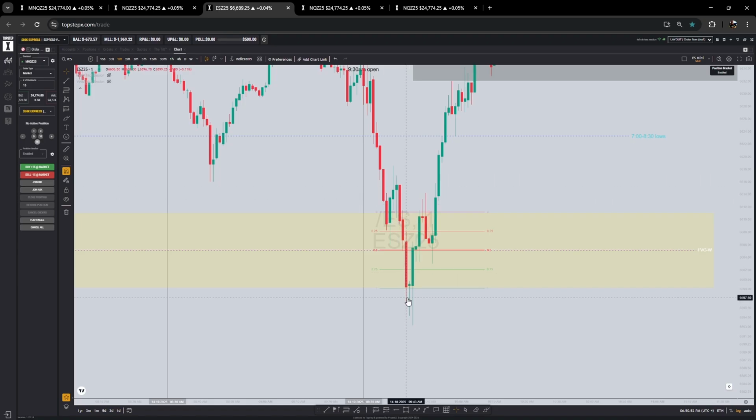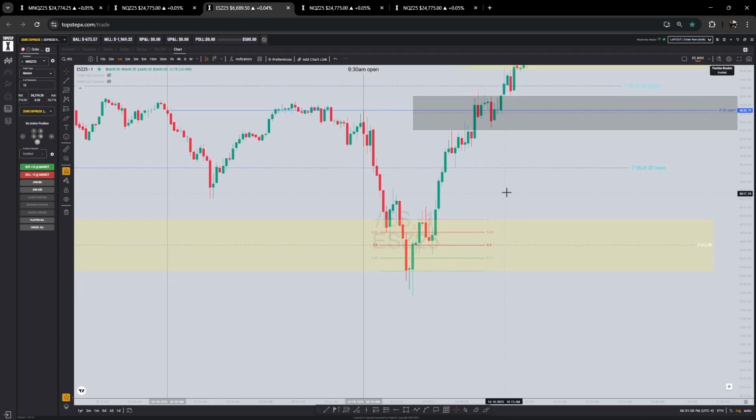So that is telling you that price was ready to turn bullish. Price was bullish because we couldn't get a 1 minute candle to close outside this weekly fair value gap. That is a telltale sign that price is bullish.